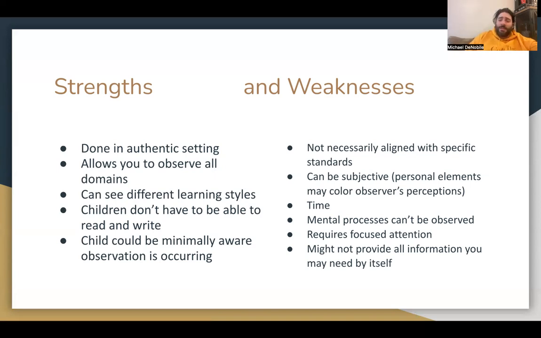Some of the weaknesses, they're not necessarily aligned with specific standards. They can be subjective. We're going to be talking about the importance of objectivity when we're doing observations, meaning personal elements may color the observer's perceptions. It takes a lot of time to do observations. It can, unless you've mastered how to do observations. Mental processes can't be observed. I can't sit in front of a kid and look into their mind and see suddenly, oh, that's how they're putting it together. That's one of the problems of observations.